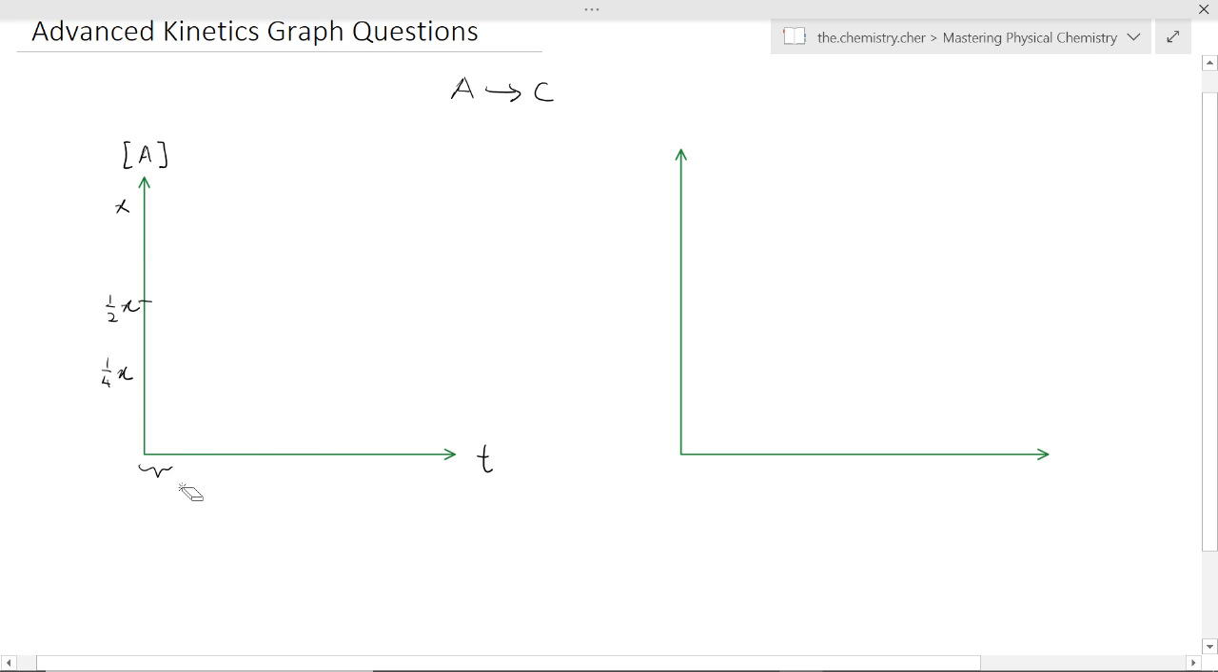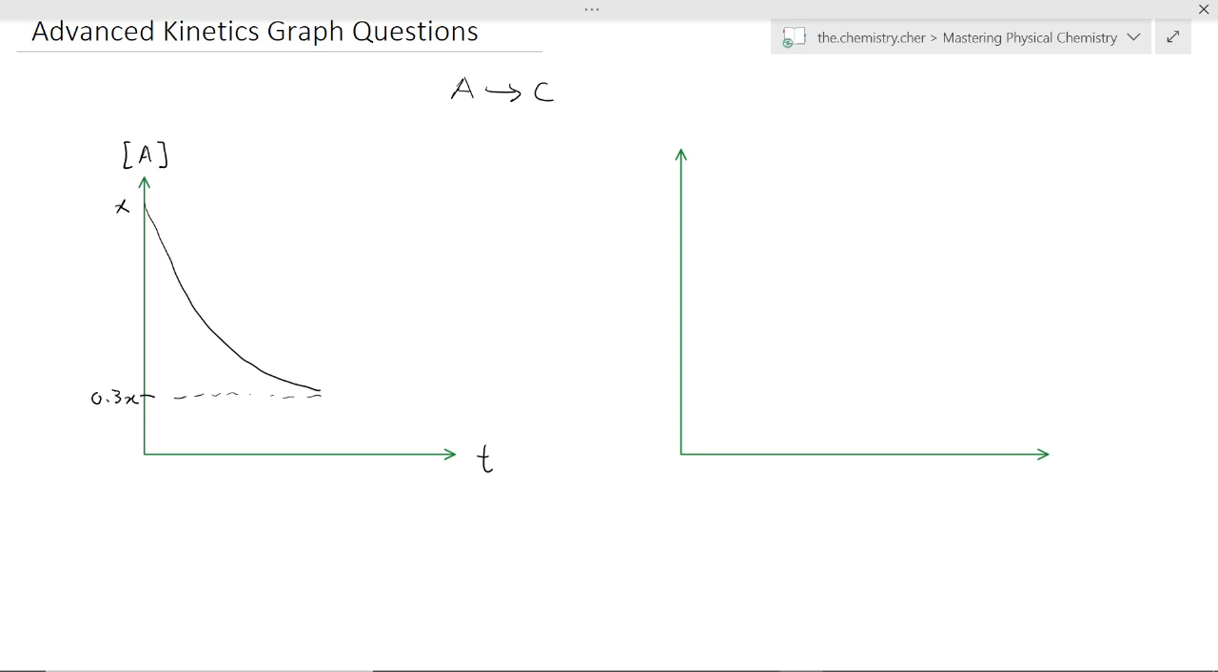But what happens if you're given a graph, and instead of giving you enough values, I only give you values all the way up to 0.3x, for example? How do I prove that I actually have a constant half-life? This is where we have to go back to our definition: for first order reactions, the time taken for the concentration of the reactants to halve is the same regardless of your initial concentration.